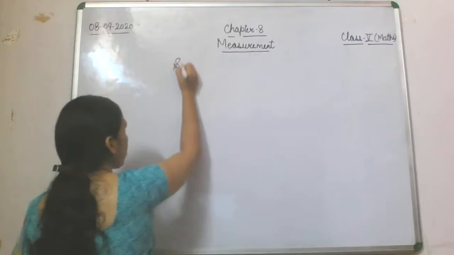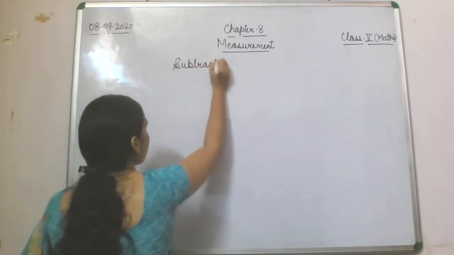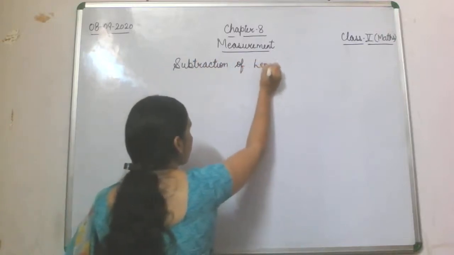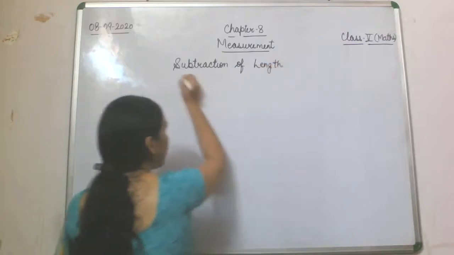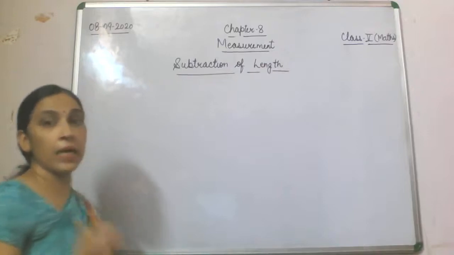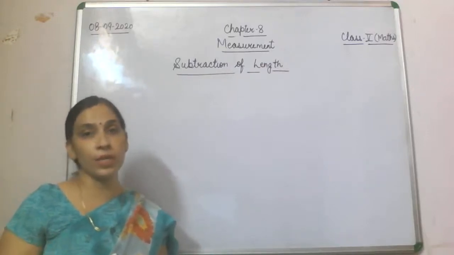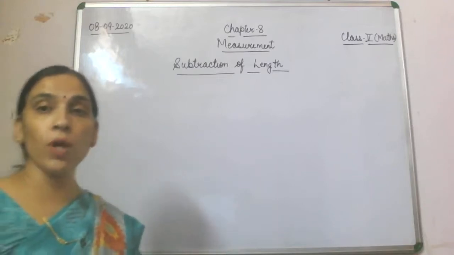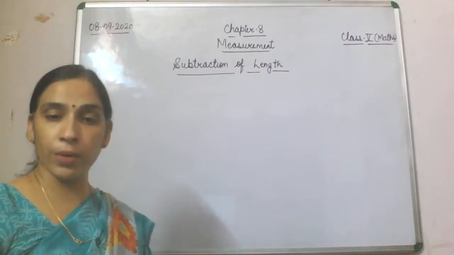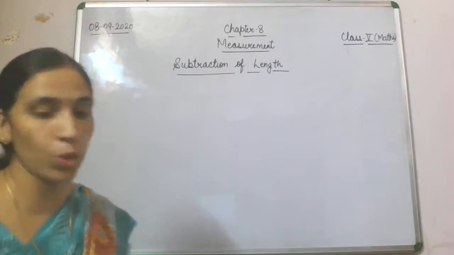First of all, what is the topic of today? That is subtraction of length. We are going to do these basic fundamental operations, that is addition, subtraction, and after that we will do multiplication and division also. So first of all, we will understand the different steps. For that we require a question, and I am going to take example 3 from your book.